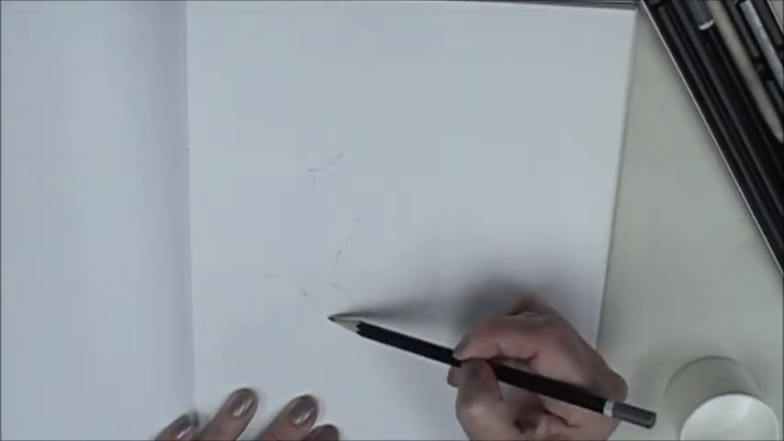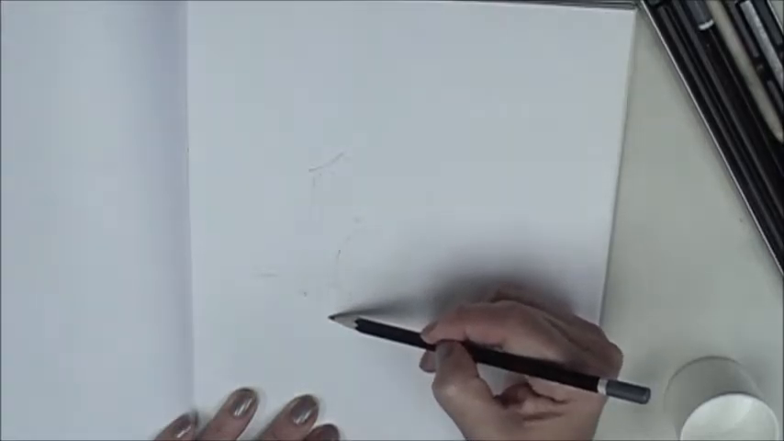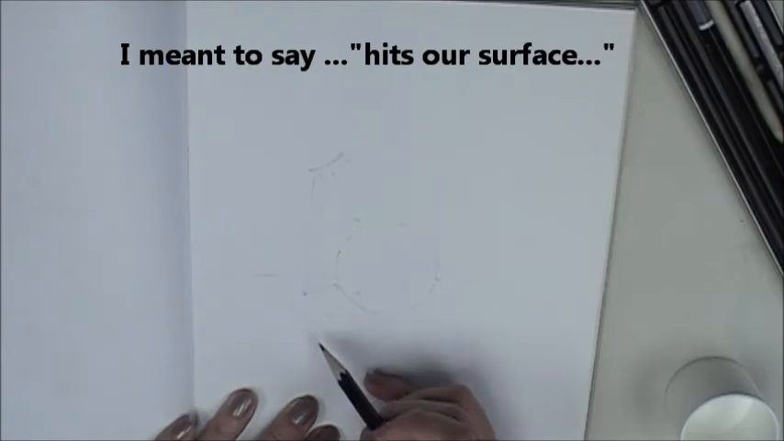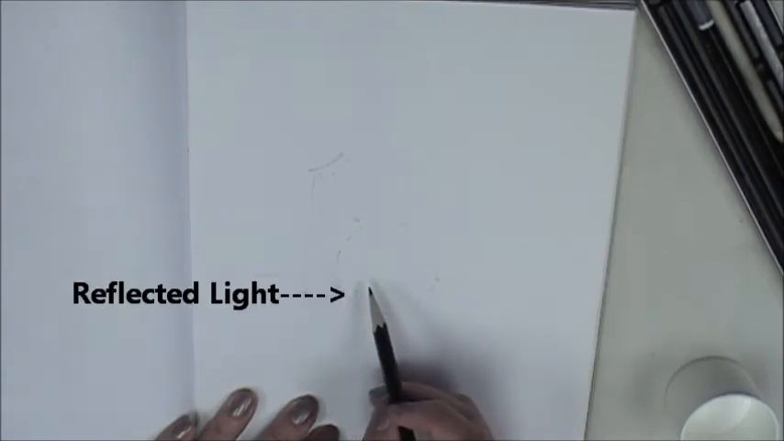So our light has come down in rays, hits our table, and it reflects back up onto the object. We call that reflected light. And this is probably the trickiest one for when you're first starting out in doing drawings that are 3D.